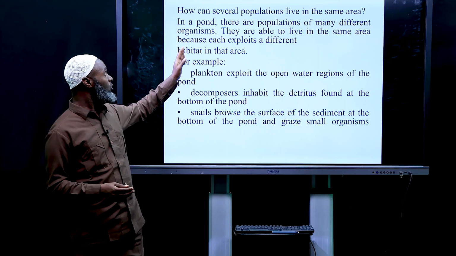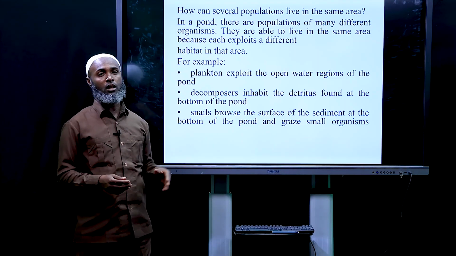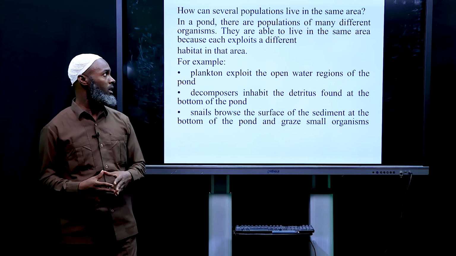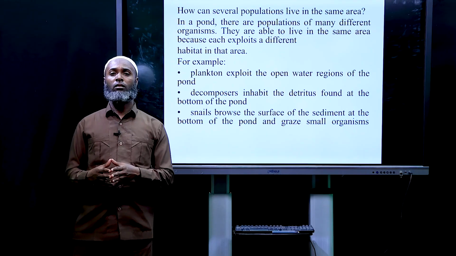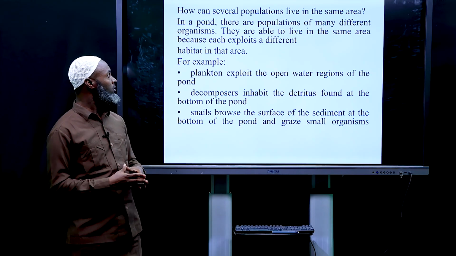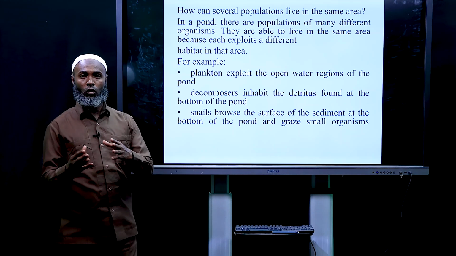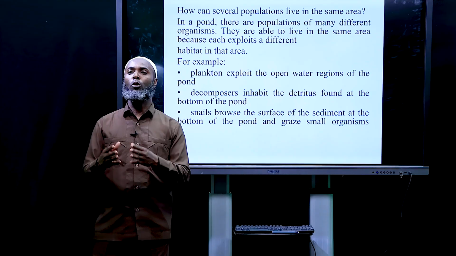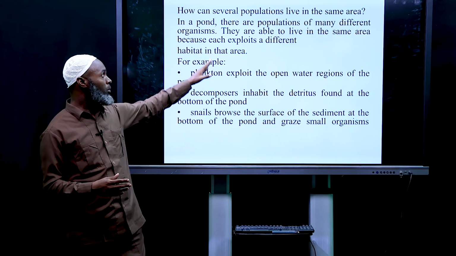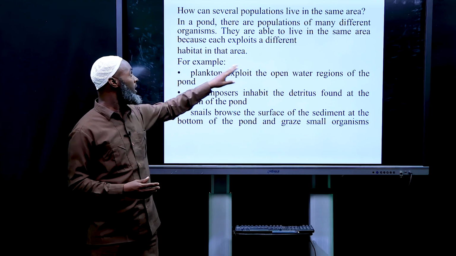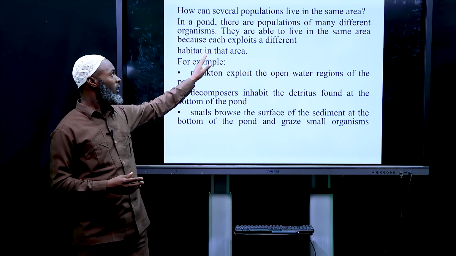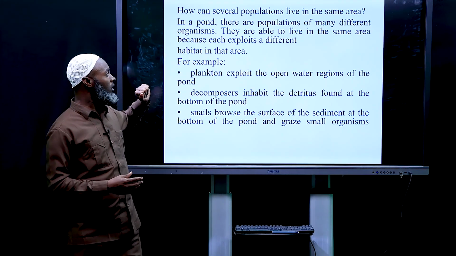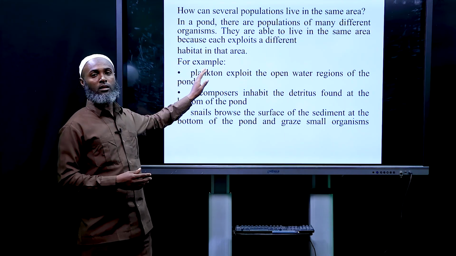Let's try to answer this. How can several populations live in the same area? Is it possible to have different populations in the same area? For example, let's take an aquatic environment. Let's take a pond as an example. In a pond, there could be populations of many different organisms. They are able to live in the same area because each occupies a different habitat in that area.